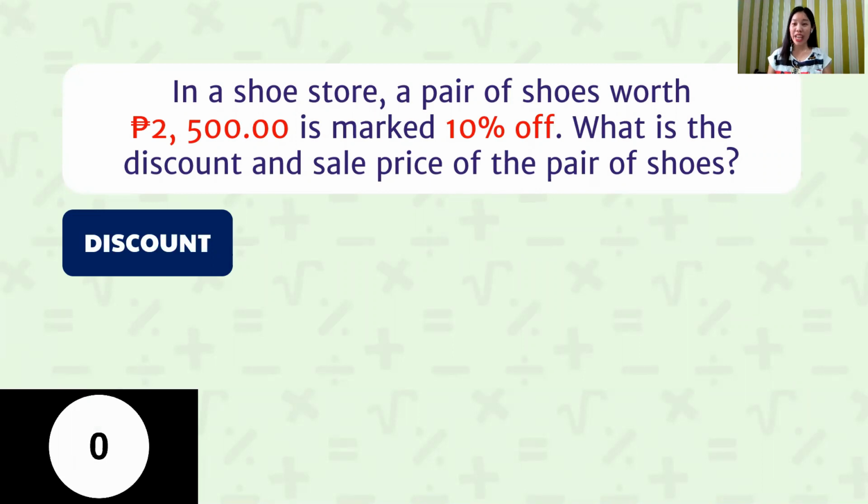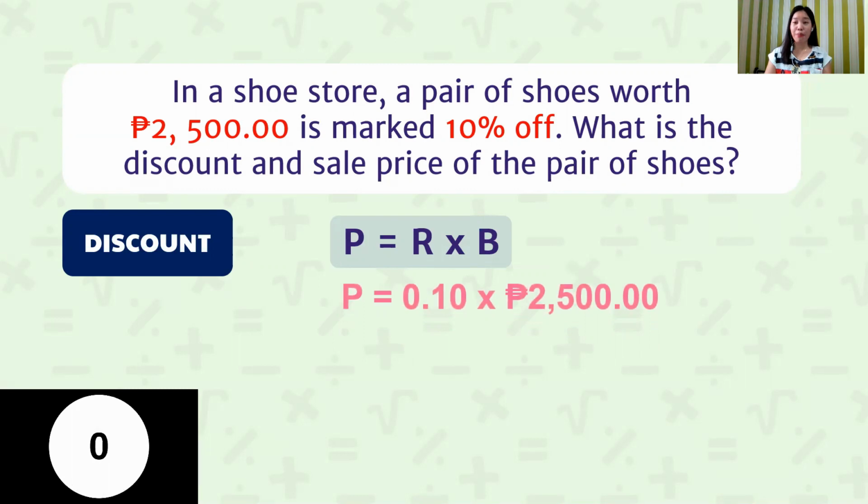Time's up. Let us check if you got it right. The formula in finding the discount is P equals R times B. P is equal to 0.10 or 10 hundredths times 2,500 pesos. 0.10 or 10 hundredths is the rate of discount, and 2,500 is the marked price.